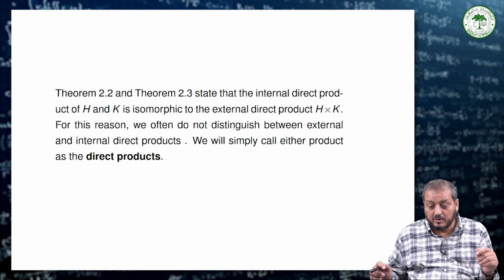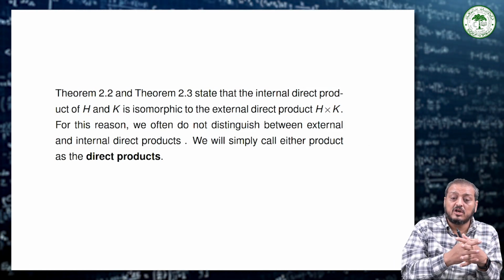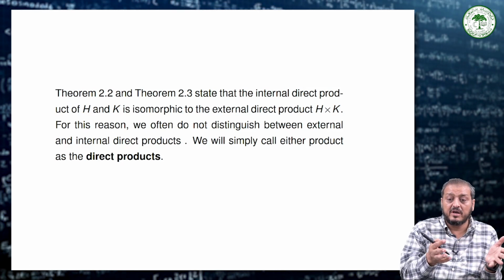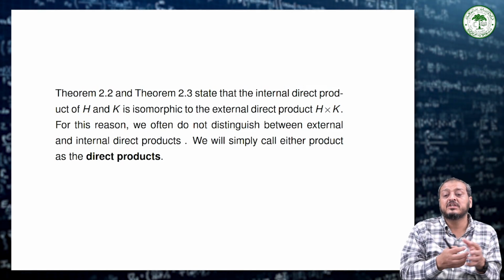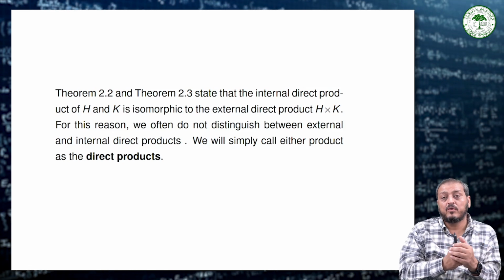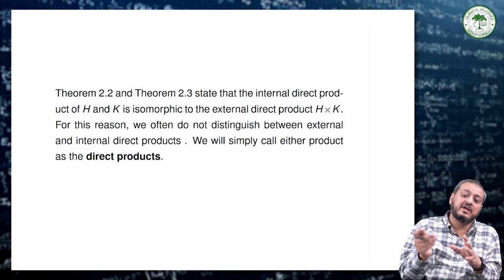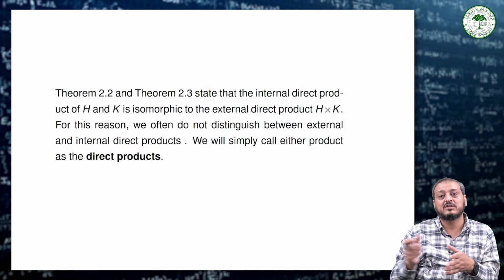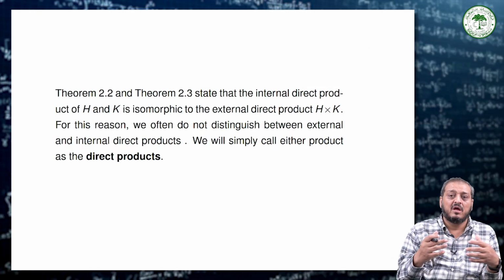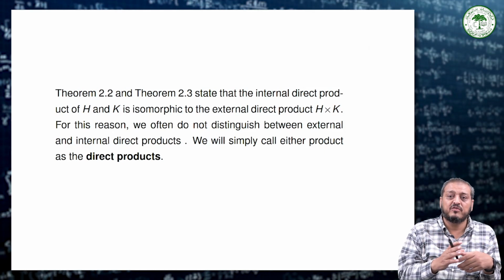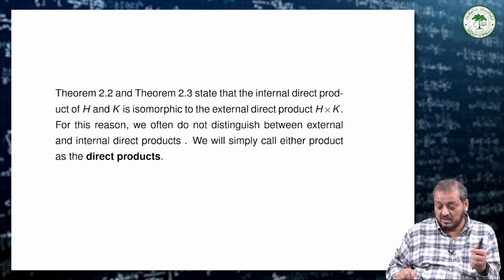Now because we have these two theorems, the last one says that the internal direct product of H and K is isomorphic to the external direct product H cross K. For this reason we often do not distinguish between the external and internal direct product, and we simply say direct product, because we have proved that the internal direct product G is isomorphic to the external direct product H cross K. So these two behave like the same, because they are isomorphic to each other, and we simply call it a direct product.